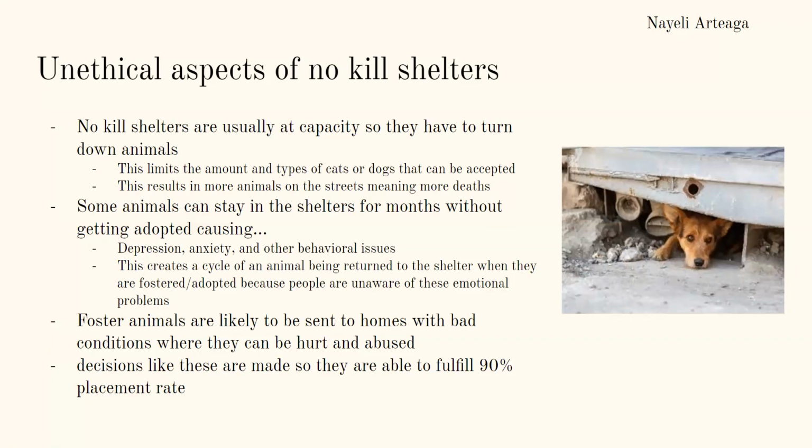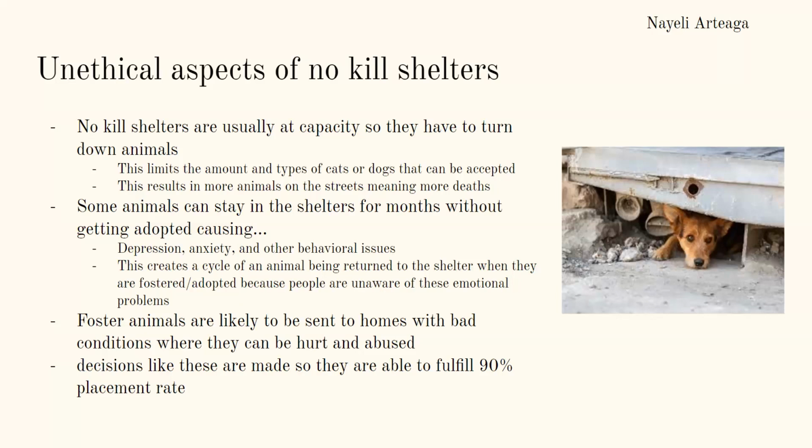In this slide, we'll be talking about the unethical aspects of no-kill shelters. So no-kill shelters are usually at capacity, so they have to turn down animals. And this is because of the euthanasia. They can't kill all their animals, so they have to limit the amount of space that they have. So this limits the types of cats or dogs that can be accepted. This results in more animals on the street, which means that there are more deaths in the streets.